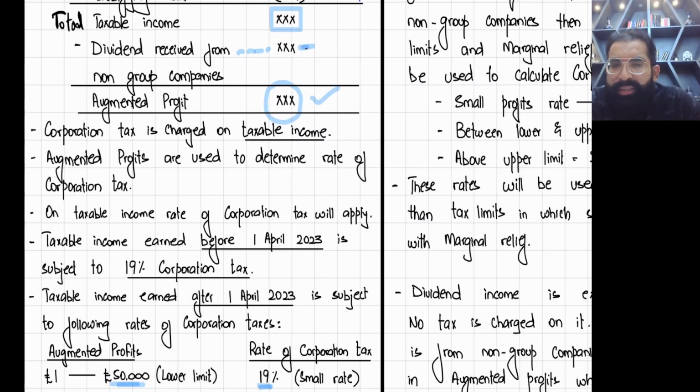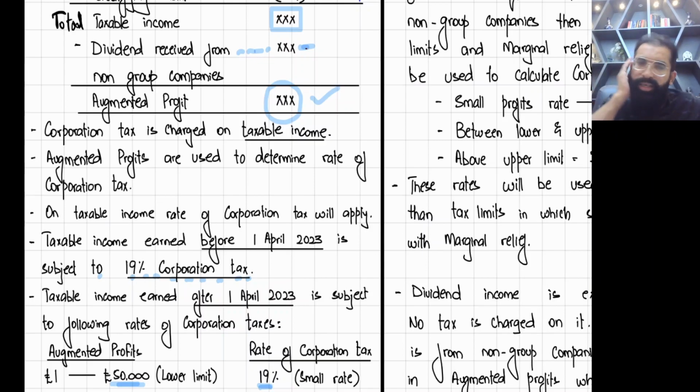Taxable income earned before 1st April 2023. This date is very important for us. If a company earned income before 1st April 2023, there was a flat corporation tax rate of 19%.